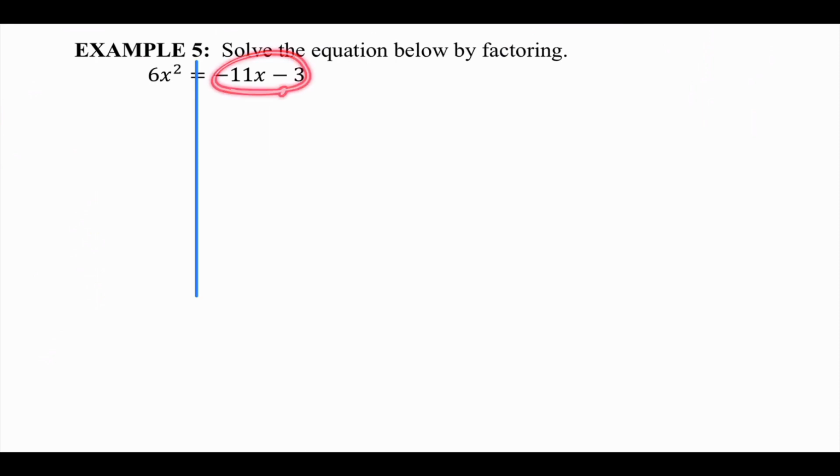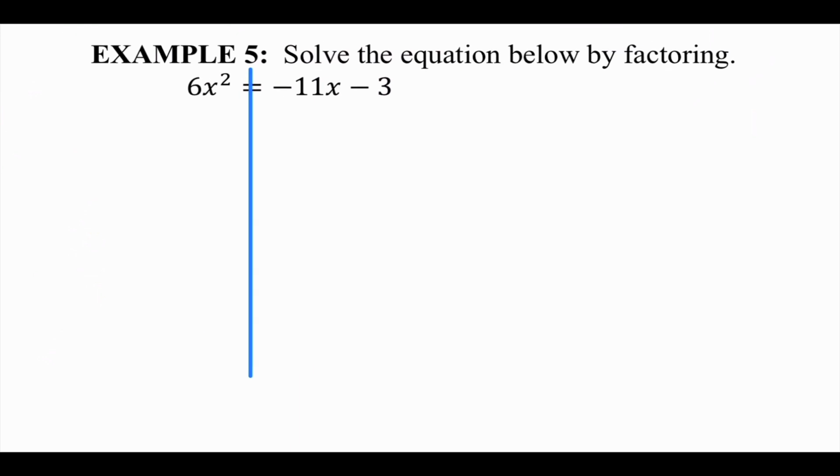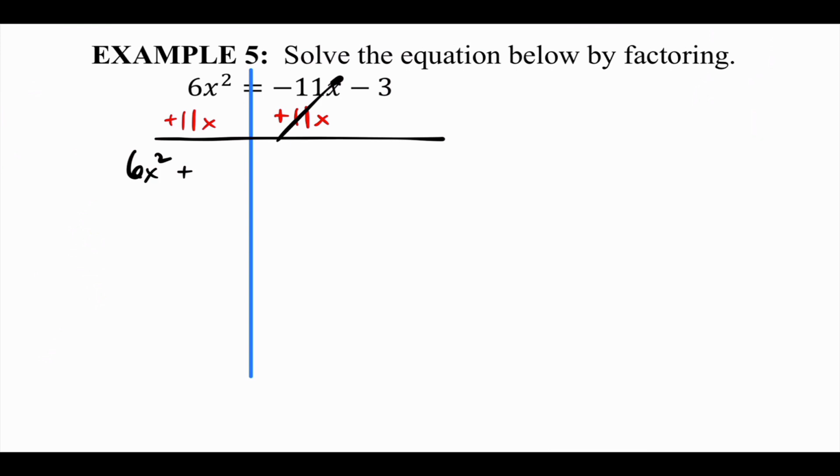Okay, so what does that involve? I have to do the opposite for negative 11x, so I'm going to add 11x to both sides. Can I add those to make 17? No, they're not like terms. One's an x squared, one's an x, so I can't add them. I have a positive 6x squared and a positive 11x, and still a minus 3 over here.